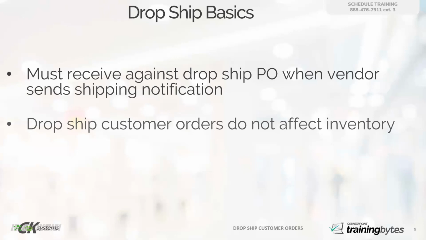Now, at some point in time, the vendor is going to ship the merchandise, and they're going to notify you that they shipped the merchandise to the customer. So someone needs to go into Counterpoint and receive against that dropship purchase order, again, for audit trail purposes. Dropship customer orders have no effect on inventory. We just need that audit trail. And again, the labor investment is very minimal. It's just somebody going into Counterpoint, posting or receiving against the dropship purchase order and posting.